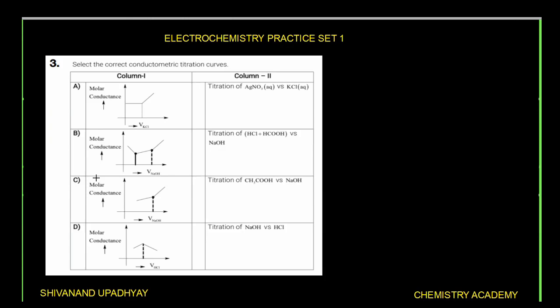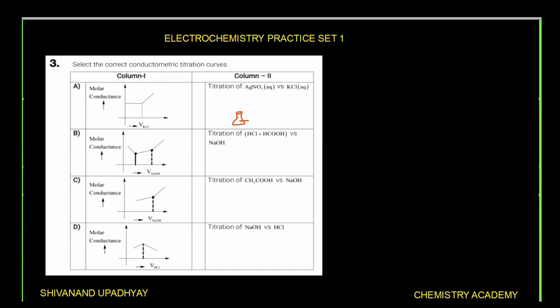In column 1, select the correct conductometric titration curve, right? So here in column 2, the titration is given, and in column 1, the graph is given. So on the x-axis, we are getting that this is volume of KCl added. This question has already come in JEE, this first part. So let us try to discuss the concept.